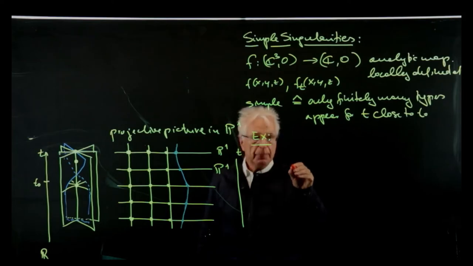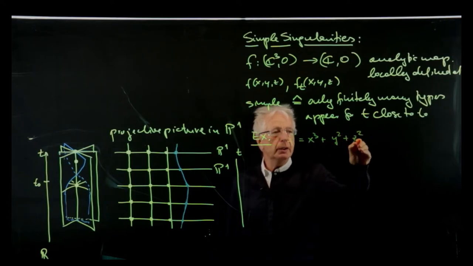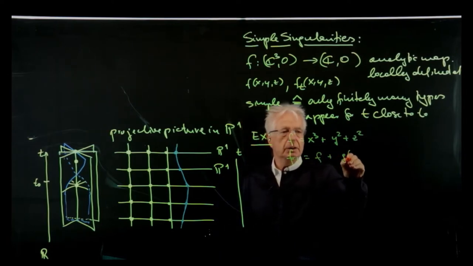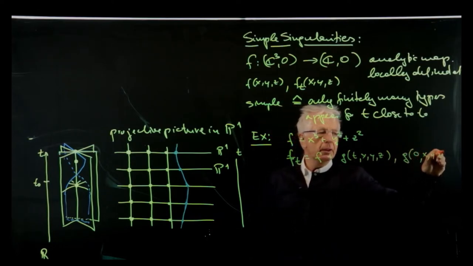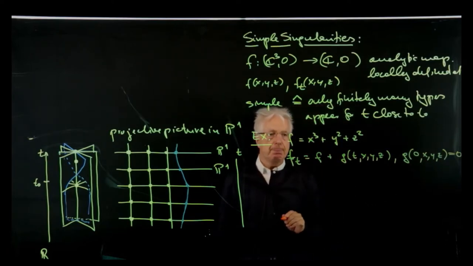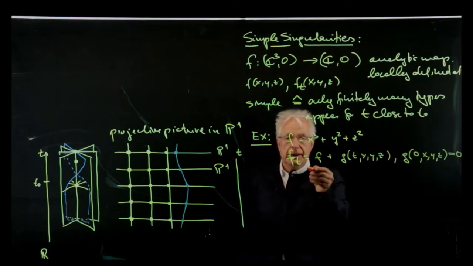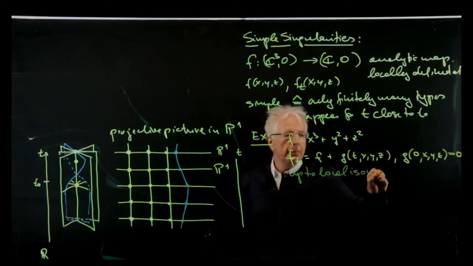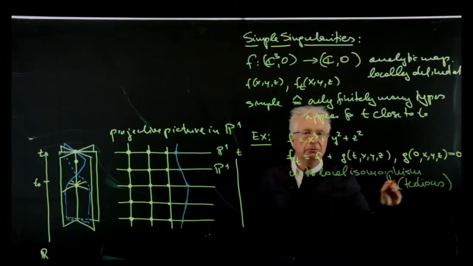So let us take f equals x cubed plus y squared plus z squared, and f_t equals f plus g(t, x, y, z), where g(0, x, y, z) is identically zero. So this is what we could call the deformation term, the perturbation. And then, of course, and that's something I don't want to do here, we have to look at this f_t up to isomorphism, up to local isomorphism. And the computations are tedious. So I want to skip them and ask you to believe me.